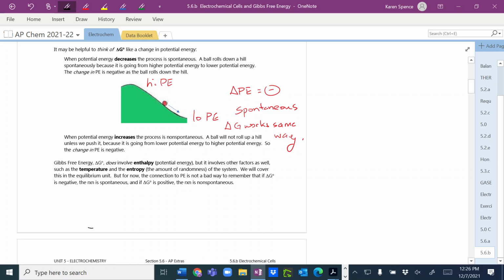So if we have a ball going up the hill, we are going from low potential energy to high potential energy. So our change in potential energy is positive, and obviously the ball will not roll up the hill on its own. You will need to put in energy to make it happen, so that is non-spontaneous. And delta G works the same way.